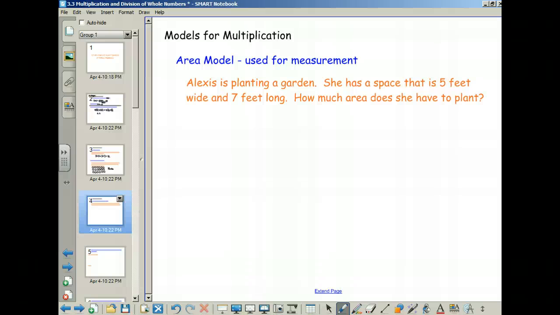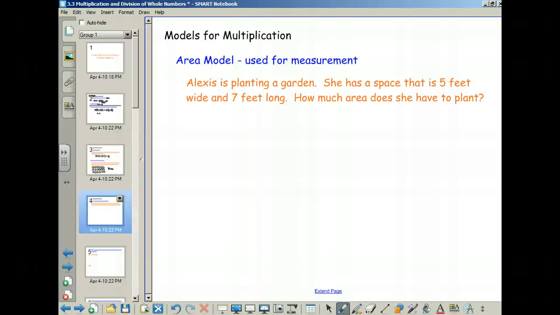So if you take a look at this example, Alexis is planting a garden. She has space that is 5 feet wide and 7 feet long. How much area does she have to plant? Could I subdivide a foot? And it would make sense to talk about it in such a way. Yeah, it's sort of a measurement, whereas I don't measure the cookies, right? I'm just counting the number of cookies. So I may actually end up with cookies that are unequal in size in that first description, but that's not what I was doing. I was counting the cookies.